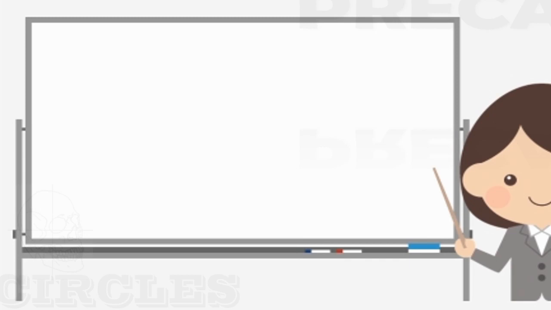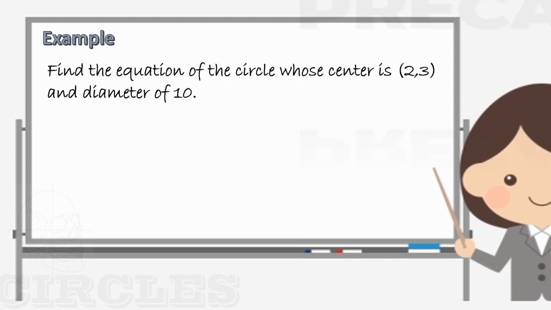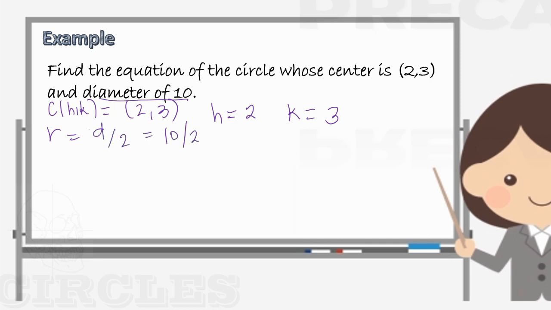For example, find the equation of the circle whose center is at 2 and 3 and diameter of 10. So, yung given natin again. So, center HK is equal to 2, 3. So, yung h natin is equal to 2. K is equal to 3. Then, yung r. So, yung given natin is diameter. So, we divide it by 2. 10 divided by 2 is equal to 5.